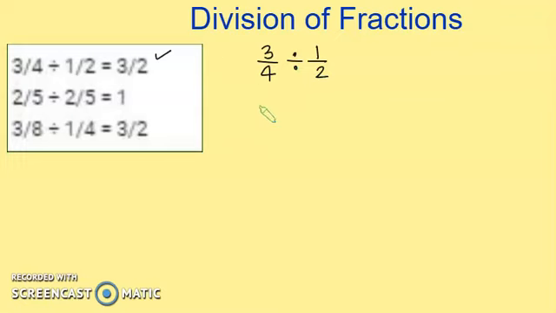The method of division, if you know the multiplication, it becomes easier. So we have already learned how to multiply two fractions. So the first step is going to be 3 by 4. You have to write the first fraction as it is and then change this division sign to multiplication and flip the second fraction. So the second fraction is 1 by 2, and once you flip it, it becomes 2 by 1.